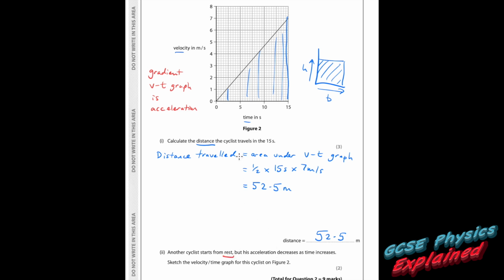He starts from rest, so that means at time 0 it's going to be a velocity of 0, and the acceleration decreases as time increases, so that means it's going to start off steep and then get not as steep. So it's going to start off steep just like that, and then it's going to be not as steep. If you analyse the gradient, it's a steep gradient at first, which means it's a big acceleration, and then it's not as steep as we get towards the end, which means the acceleration has decreased.